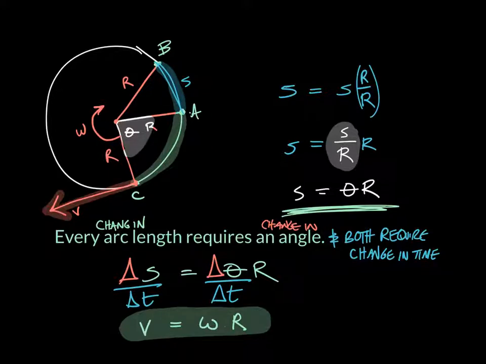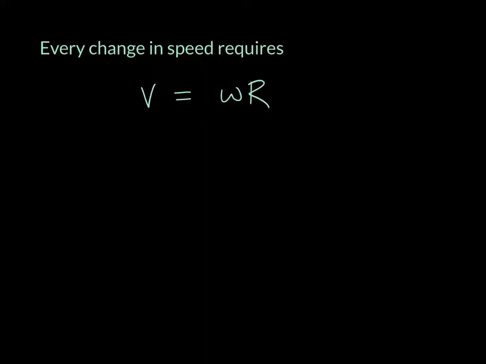But I think you realize that if V equals omega R, can't V change? Couldn't V or omega change? So every change in speed requires a change in time. And in fact, in this case, we have two kinds of speed. We have a linear speed and an angular speed. They're both speeds, and I don't care what speed it is. If it changes, it takes time to change that speed, just like it does to change the position.